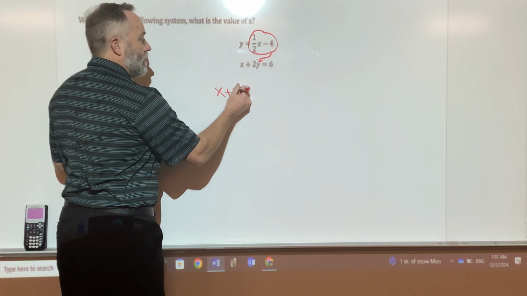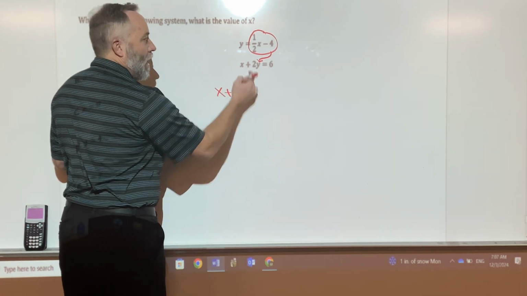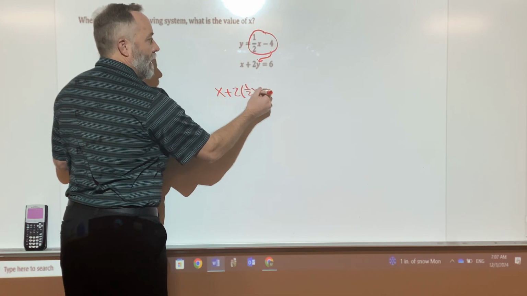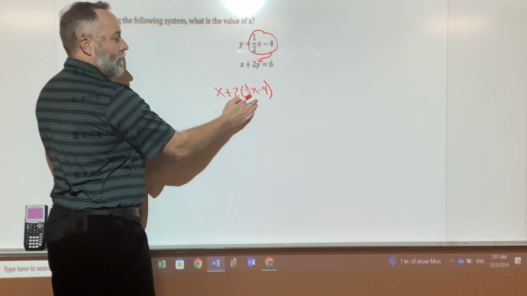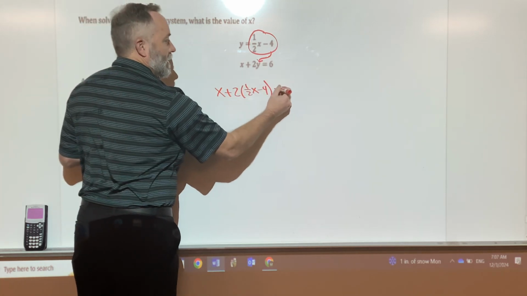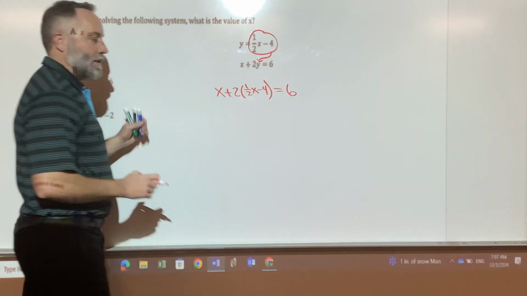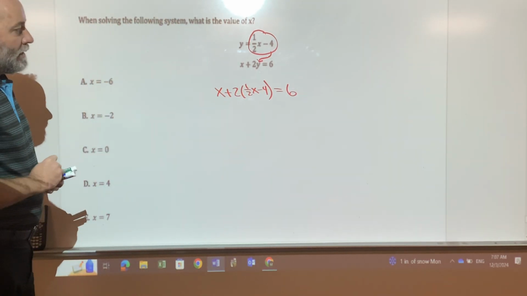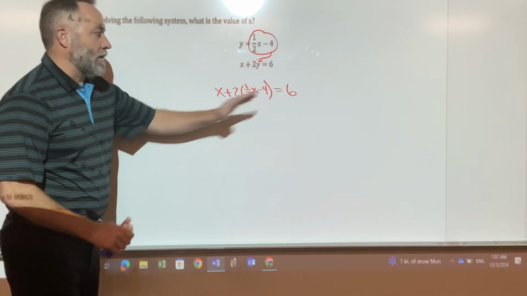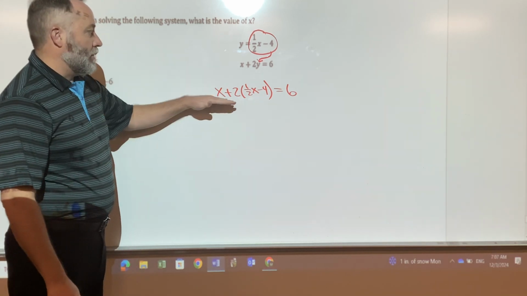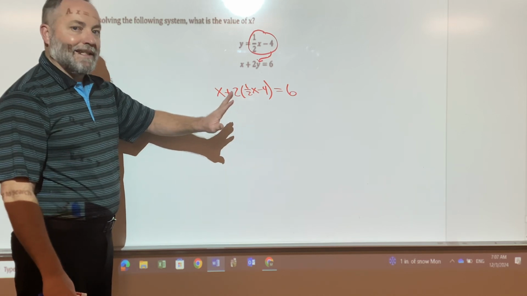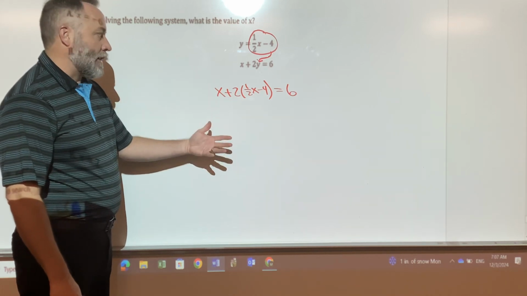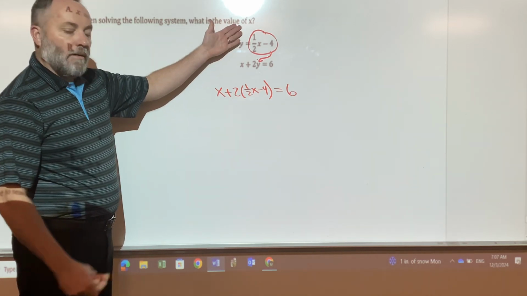x plus 2y, but y is 1/2 x minus 4. So we just substituted that in for y, and then it still is equal to 6. The advantage to doing this is, if you notice, and we'll simplify this in a second, it puts the equation in terms of one variable. All we have left is x, and that's extra convenient in this case because we're trying to solve for x.